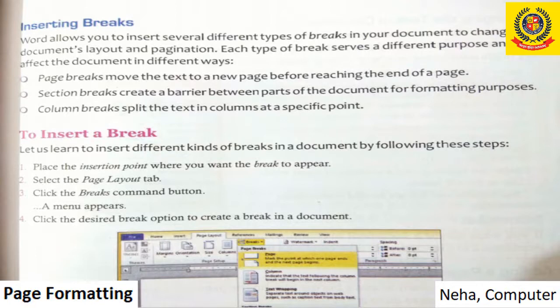Next is a section break. It creates a barrier between parts of a document for formatting purposes. That means it takes just a section, a portion of a document, where we could use this type of break. Next come column breaks, which split the text in documents at a specific point. So we can see how we can insert them in Microsoft Word by going to the page layout option.